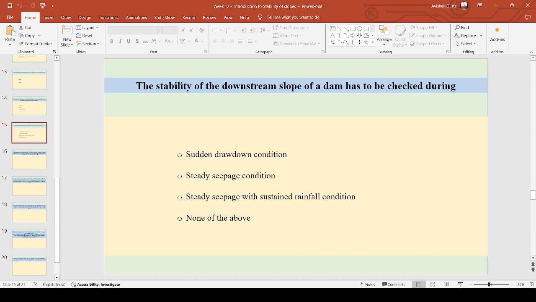I'll repeat the question. The stability of the downstream slope of a dam has to be checked during. The options are sudden drawdown condition, steady seepage condition, steady seepage with sustained rainfall condition, or none of the above.